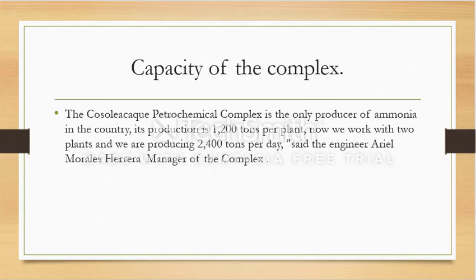Capacity of the complex. The Cosoleacaque petrochemical complex is the only producer of ammonia in the country. Its production is 1,200 tons per plant. Now we work with 2 plants and we are producing 2,400 tons per day, said the engineer Ariel Morales Herrera, manager of the complex.